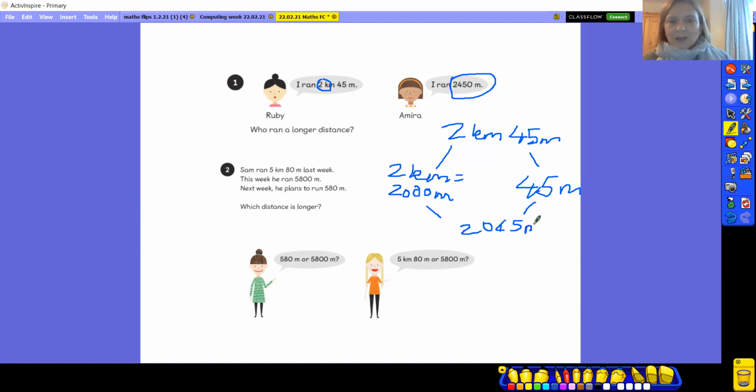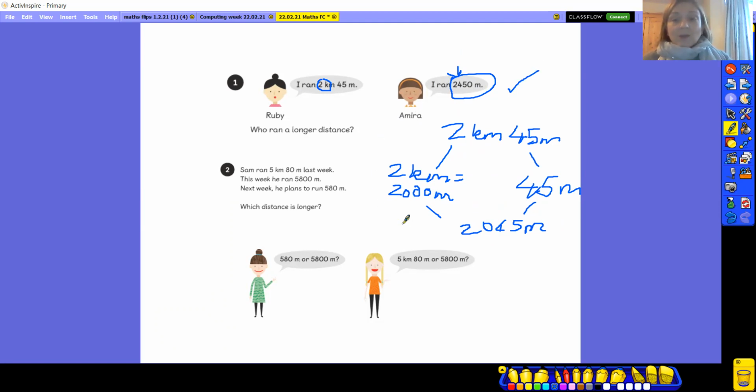2,000 meters. Okay. So when I compare these to Amira's, Amira ran 2,450 meters, but Ruby only ran 2,045 meters. Immediately I can see that Amira has run the furthest because she's got 400 meters and Ruby hasn't. They both run 2,000 meters, but look, when I compare them there, I can see Amira's got 400 meters, but Ruby's got 0. So therefore, Amira ran the furthest distance, the longest distance. Got that? Okay.